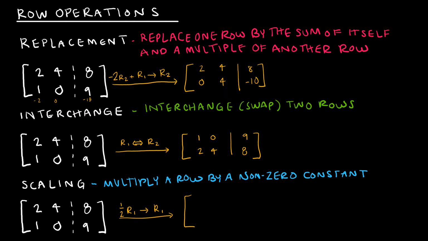And again, I cannot use division. Division is not one of the row operations, so I can't say R1 divided by 2. I have to say half of row 1. So half of 2 is 1, half of 4 is 2, half of 8 is 4. And again, nothing has happened to row 2. That stayed exactly the same. So those are the 3 row operations and the proper way that I would like you to show your row operations.